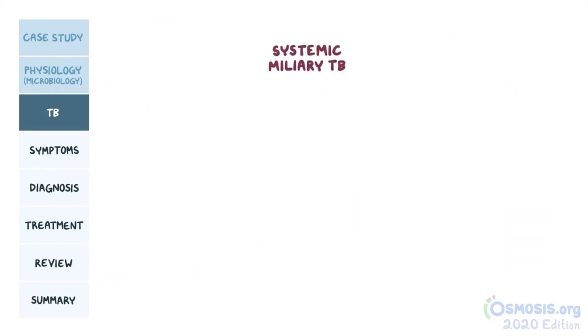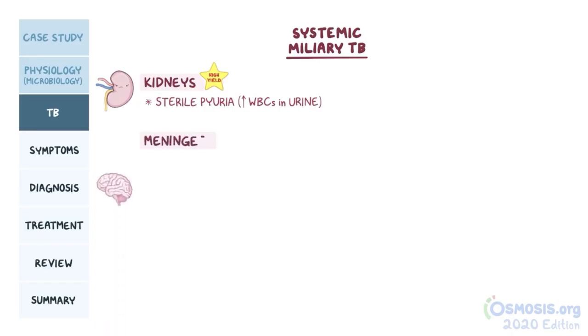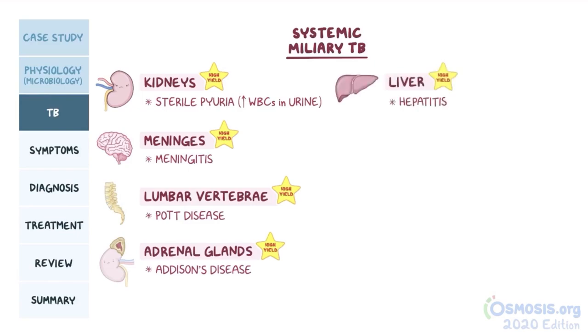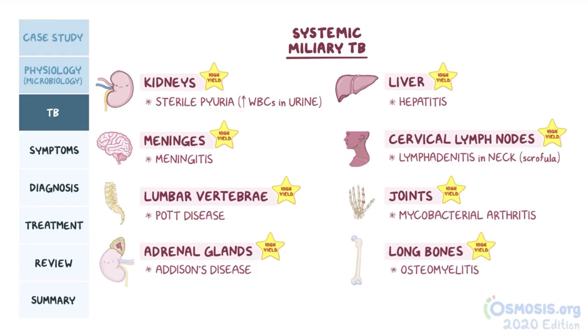When TB spreads to other tissues, it causes complications related to the organ affected. Kidneys are commonly affected, resulting in sterile pyuria, or high levels of white blood cells in the urine. It might also spread to the meninges of the brain, causing meningitis, the lumbar vertebrae, causing Pott disease, the adrenal glands, causing Addison's disease, the liver, causing hepatitis, and the cervical lymph nodes, causing lymphadenitis in the neck, also known as scrofula. It can also spread to the joints, where it causes mycobacterial arthritis, and long bones, where it leads to osteomyelitis.